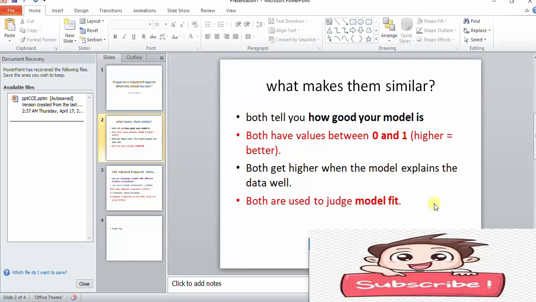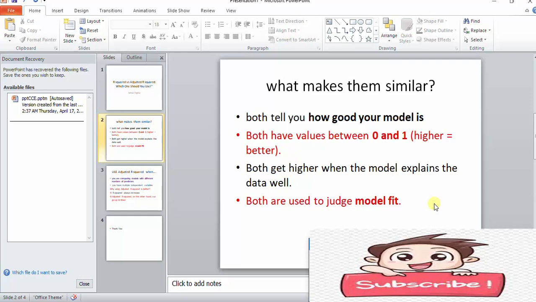And also the other similarity between R square and adjusted R square is both have values between 0 and 1. The value for both R square and adjusted R square is between 0 and 1. So both values will not be less than 0 or negative, and also will not be higher than 1, if only your model is problematic. It will be 0.5, 0.3, 0.1, 0.00 something, and so on.